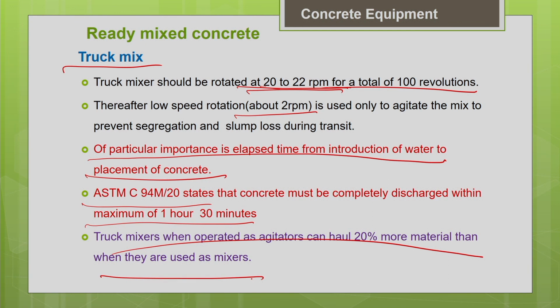Okay. So, truck mixers when operated as agitators, they can haul 20% more material than when used as mixers. That is what I told you. The same transit mixer, I can just use it as an agitator, or I can use it as a truck mixer for preparing the concrete. Okay. If I use it as an agitator, I can handle 20% more material. Okay. I can use 20% more capacity than when used as a truck mixer machine. Okay.